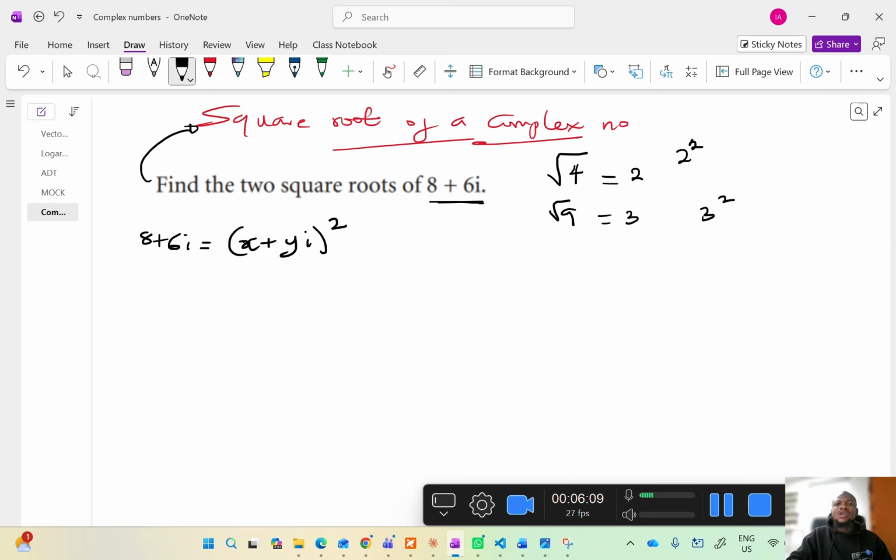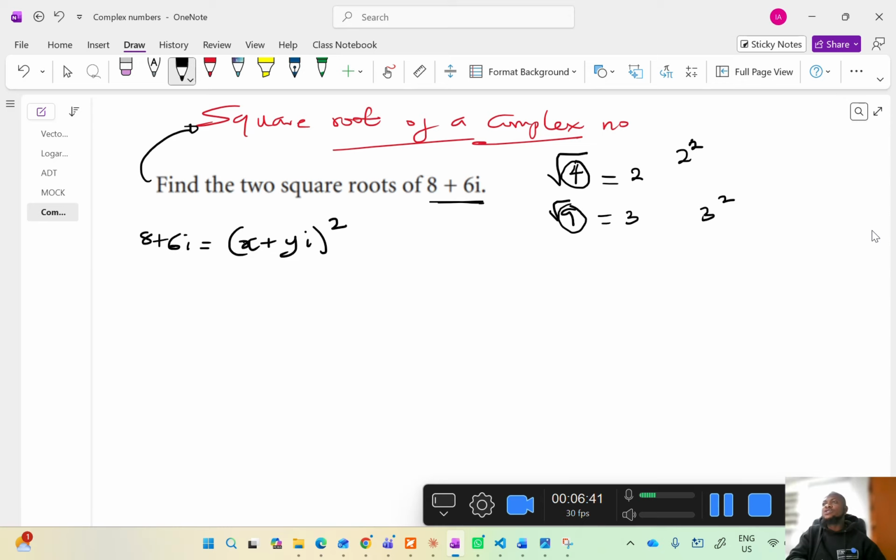I repeat, if I ask to find the square root of 4, that means 4 is the square of a number. That means 4 is 2 squared. If I ask to find the square root of 9, that means 9 is the square of a number. That was how you could find the square root. So for you to find the square root of 8 plus 6i, that means 8 plus 6i is the square of a complex number. The complex number I don't know. So that implies that it is equal to x plus yi squared. So that means x plus yi must be the square root of 8 plus 6i.